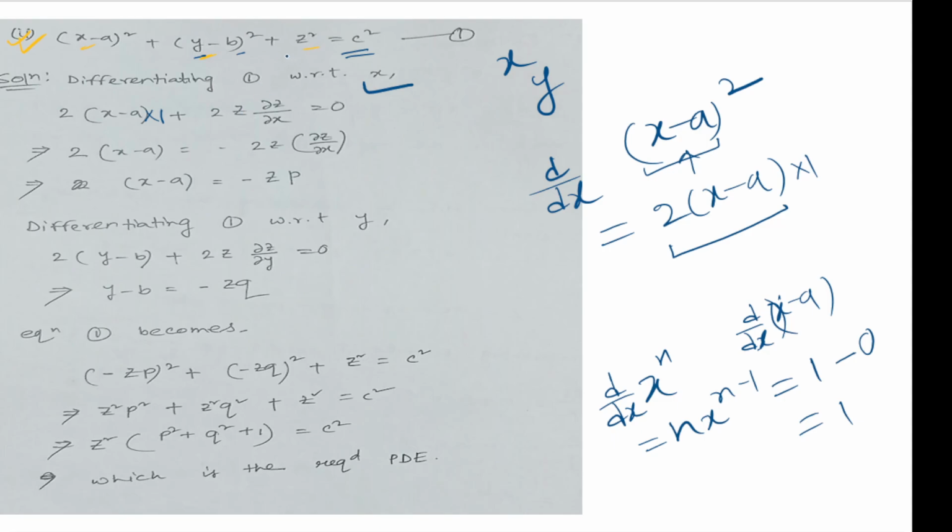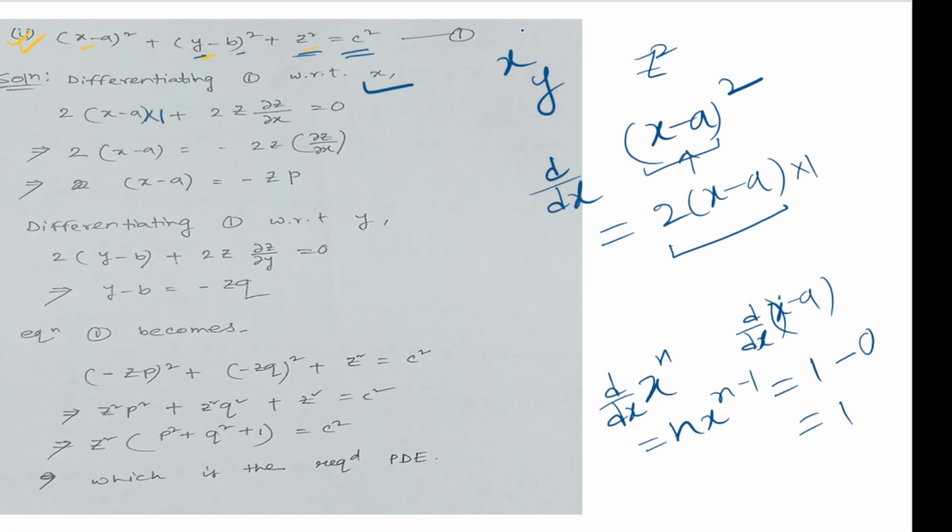And then I write the differentiation of z square with respect to x. What is it going to be? Because I know that z is a function of x and y both, so I cannot treat it as a constant.